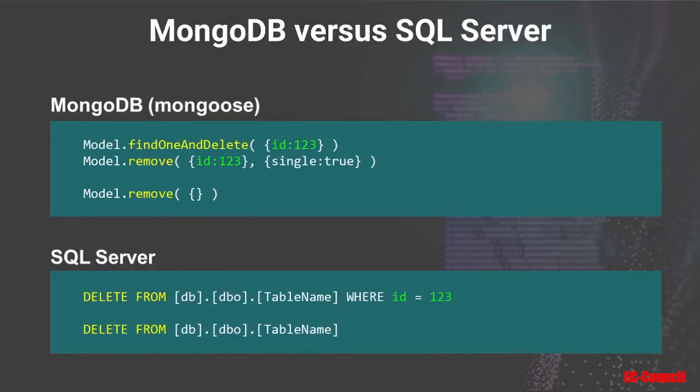And here are a few examples of deletions for Mongo and, of course, SQL Server. Again, feel free to pause the video to look over this code. Otherwise, let's go over to Visual Studio Code and start developing these deletions.